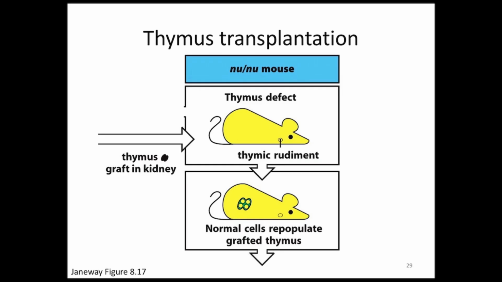You can see we put it in the kidney. That is true. So there is a disease where people are born without a thymus called DiGeorge syndrome. We can cure them by giving them a thymus transplant. We actually usually put it in their quad, and it works fine.